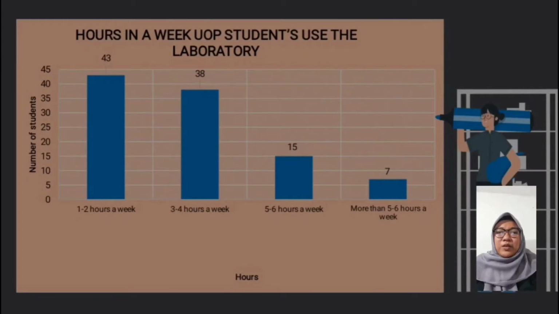This can be interpreted that Ungku Omar Polytechnic students did not use the laboratory more than 5 hours a week. There is a huge difference of 37% between students who use the laboratory more than 5 to 6 hours a week and those who use it 1 to 2 hours a week. Based on the analysis, it can be concluded that the majority of Ungku Omar Polytechnic students use the laboratory for 1 to 2 hours a week and 3 to 4 hours a week.